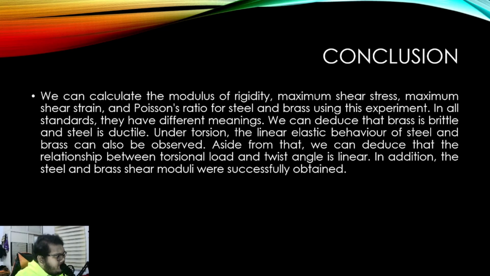So for the conclusion, we can calculate the modulus of rigidity, maximum shear stress, maximum shear strain, and Poisson's ratio for the steel and the brass using this experiment. In all standards, they have different meanings. We can deduce the brass is brittle and the steel is ductile. Under torsion, the linear elastic behavior of the steel and the brass can also be observed. Aside from that, we can deduce that the relationship between torsional load and twist angle is linear. In addition, the steel and brass shear modulus were successfully obtained.